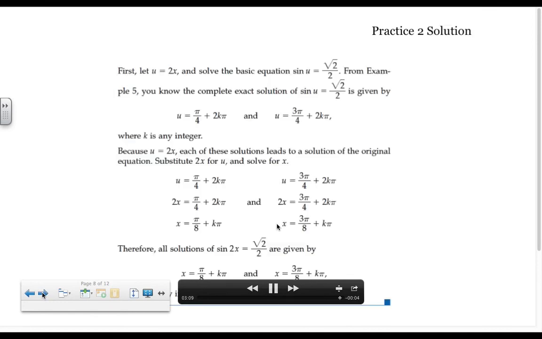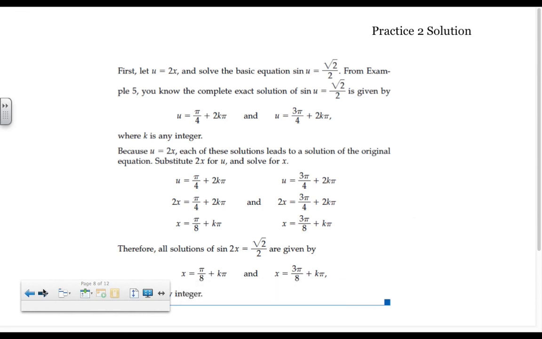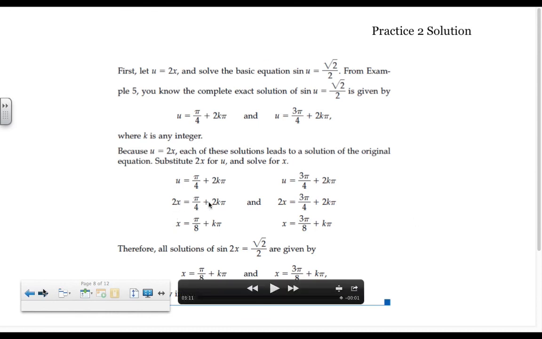So your solutions for this are not the same. It's because the negatives are in different spots. So we have pi over 4 and then pi minus pi over 4, which is 3 pi over 4 plus 2k pi. And it's u equals that, so we have to set 2x equal to it, and we end up with x equals pi over 8 plus k pi, and x equals 3 pi over 8 plus k pi. And those are your solutions.